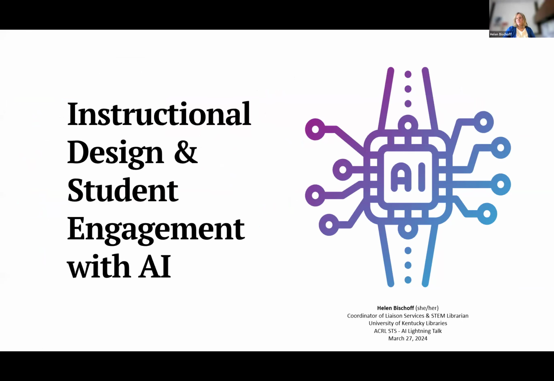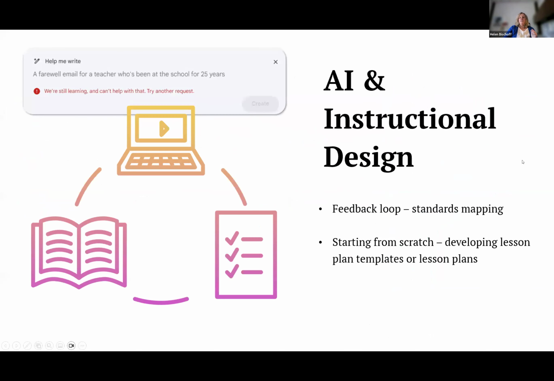I'm Helen Bischoff. I'm the coordinator of liaison services and STEM librarian at University of Kentucky. And I'm going to share a few different ways that I've used AI, so it's not necessarily just a single lesson. I've used AI in 2 main ways for instructional design. I've used it as a feedback loop and also for creating stuff from scratch. And so I'm going to give you a few concrete examples that I've used here.